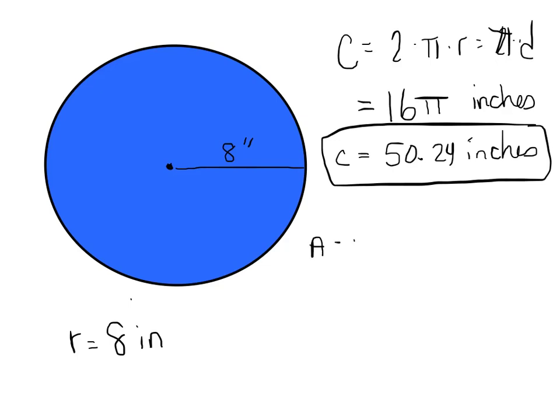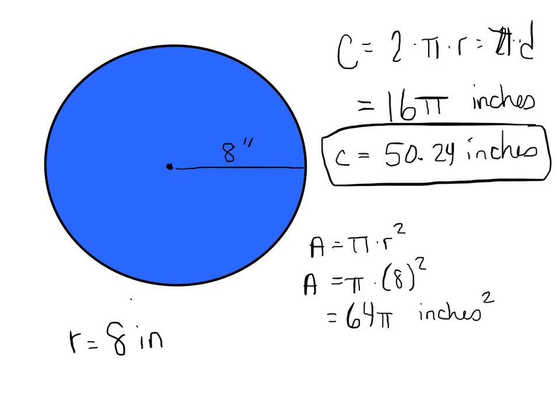My area, on the other hand, is going to be given by pi times r squared. So my area is going to be equal to pi times 8 squared. Well, 8 squared is 64. So area is going to equal 64 times pi. And you'll notice that I always put the number before the pi symbol. It's just the way things are written in math. So it's 64 pi inches, but since it's an area, it's also going to be squared, because I've got 8 inches times 8 inches, so that's why it's inches squared.